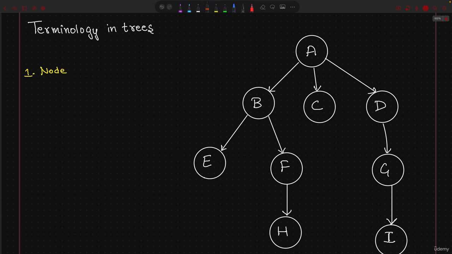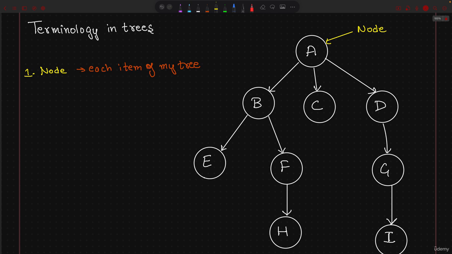So node is just each item of our tree, right? Each item of my tree. Now we are going to understand how exactly we are going to define it, but for the time being, as you can see in front of you, this A is a node, right? So it's a node. B, C, D, all of these circles which you see, they are actually nodes in my tree.